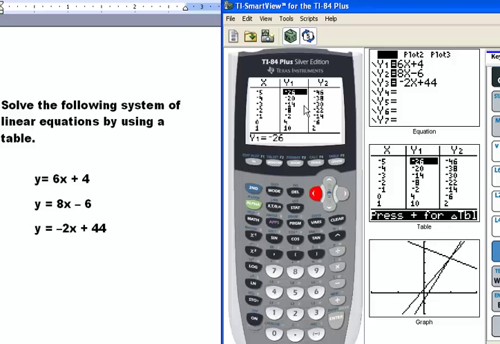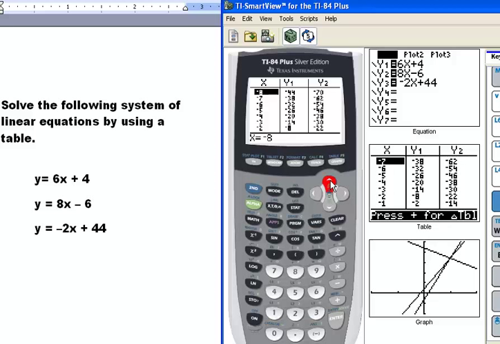Once again, we are looking for the similar answer. I do not see it at this point. If I think the answer is more negative, what I need to do is to make sure that I get to where my x values are highlighted. Then I can use my up arrow to explore further negative numbers. As you can see, the answers are getting farther apart, so that is not the direction I want to go. So therefore, I am going to use my down arrow and hopefully find answers getting closer together.